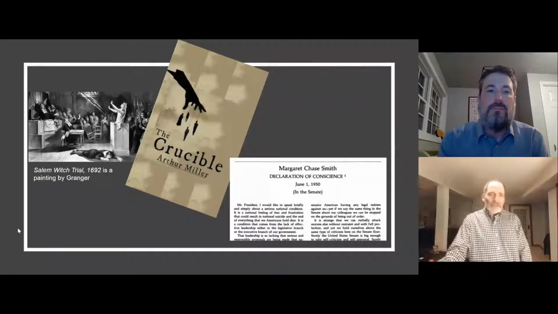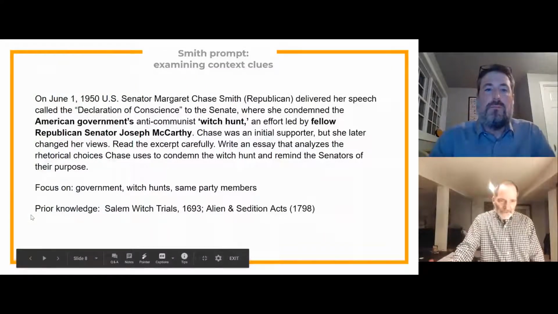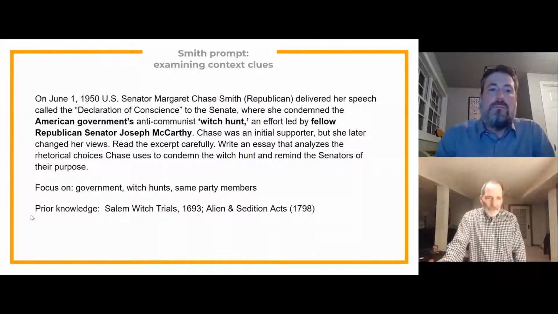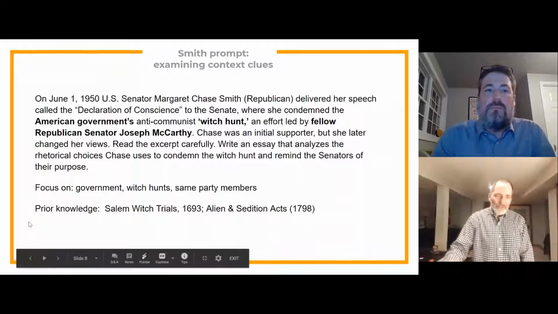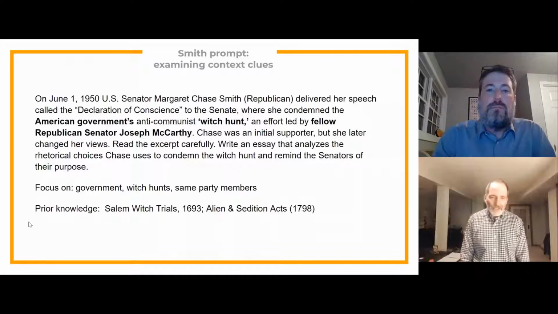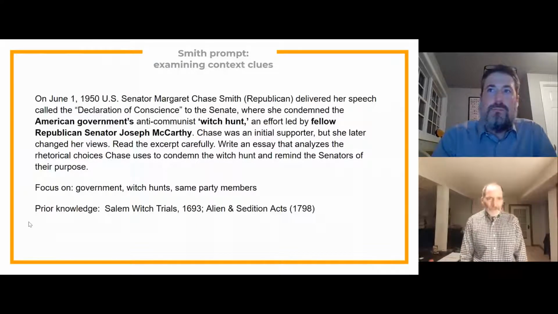Now, the curious thing about Margaret Chase Smith's Declaration of Conscience is that she's speaking to her fellow senators. In fact, let me please, colleagues, read this prompt to you. On June 1, 1950, U.S. Senator Margaret Chase Smith, a Republican, delivered her speech called the Declaration of Conscience to the Senate, where she condemned the American government's anti-communist witch hunt, an effort led by fellow Republican Senator Joseph McCarthy. Chase was an initial supporter, but she later changed her views. Read the excerpt carefully. Write an essay that analyzes the rhetorical choices Chase uses to condemn the witch hunt and remind senators of their purpose.